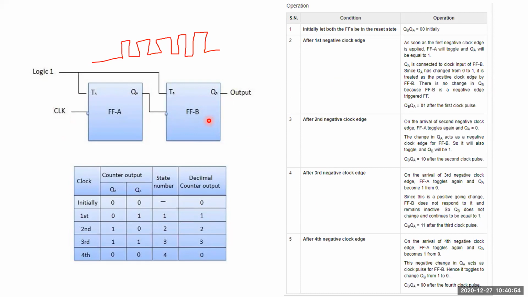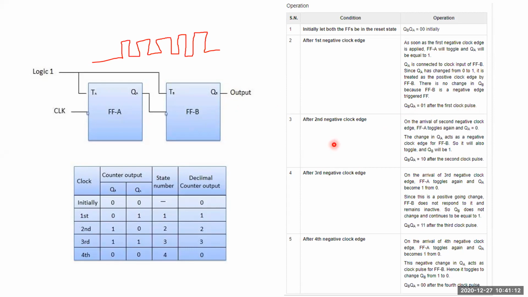It will not be working, and it will not be producing any kind of output. So the second flip flop is not working. Therefore, of the two outputs, QA will become 1 and QB will stay 0. You can see QB is 0 and QA equals 1 after the first clock pulse.